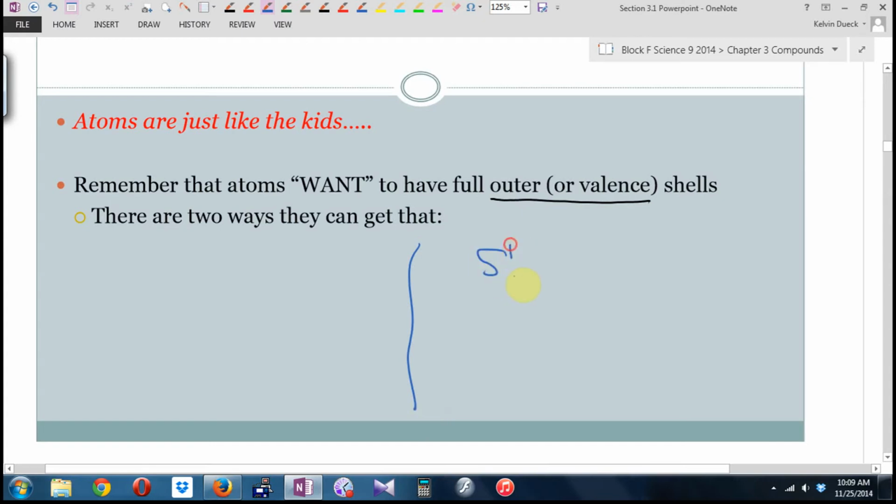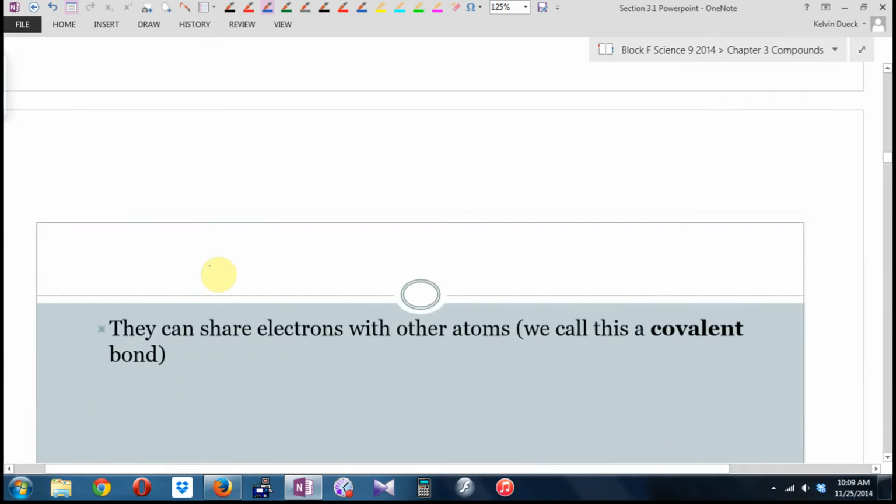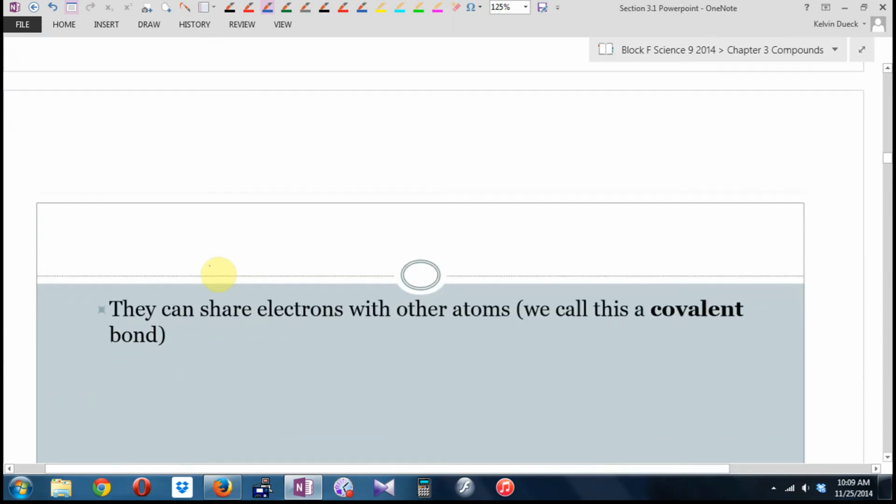Share or mine. They can share electrons with other atoms. So the key word there is share. We call this a covalent bond. You're going to need to know this word, covalent. So put a star next to it, underline, and we'll be flogging it, talking about it like crazy.